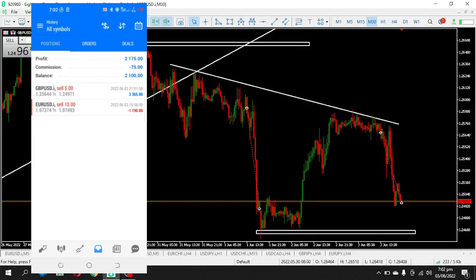Now I've closed my trade and we opened two positions today, a sell on GBP USD and a sell on Euro USD. The Euro USD trade was in profit, but then it went back up and hit our stop loss and then dropped down, but our GBP USD trade held on and we just closed the GBP USD trade with a profit of $3,365. So our total profit today is $2,175. So we'll be back on Monday to continue trading. See you all on day 4.